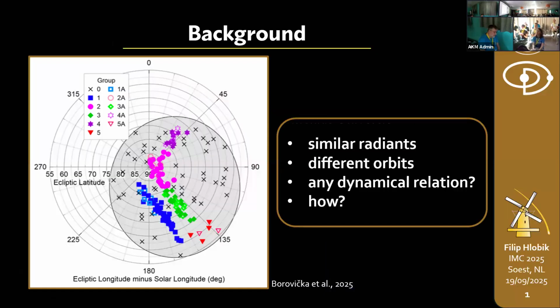To start with a little background, what inspired us to look at these showers was their similarity in radiant for the meteors, while having different orbits of their meteoroid streams. So we wondered if there's any dynamical relation between these meteoroid streams, and if so, how did they separate into those two radiants, or if the connection is purely coincidental.